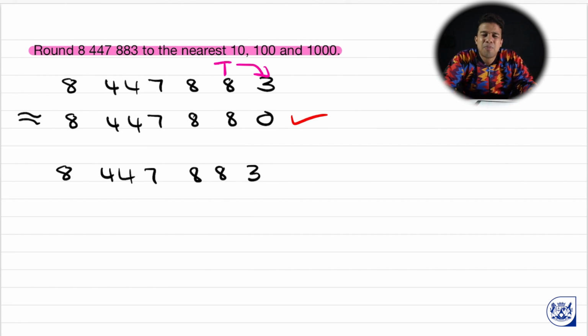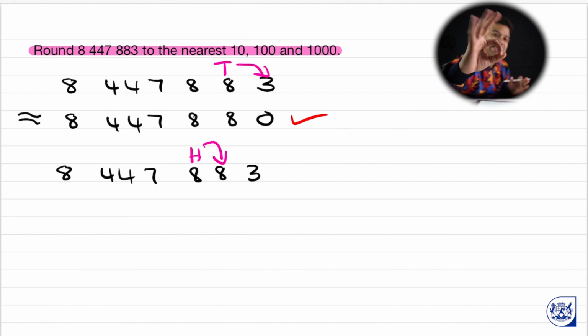Now again, because we have to round this number off to the nearest 100, we have to find the number that is in the hundreds place. Let's do that. 3 is in the ones place, 8 is in the tens place, and 8 is in the hundreds place. Next up, find the number next to it. And the number next to it is 8. And because the number next to it is 8, that falls into the 5 or more group. Therefore, the number you are focused on in the hundreds place will increase by 1 and the numbers to the right of it will become 0.